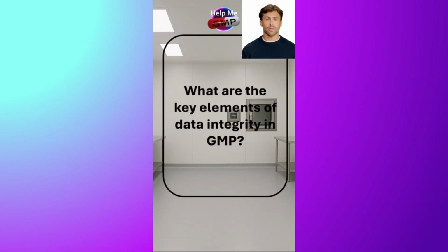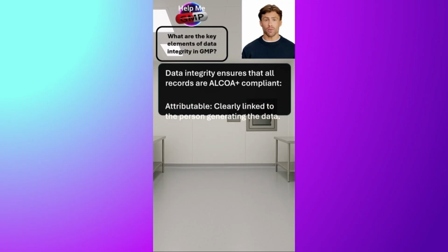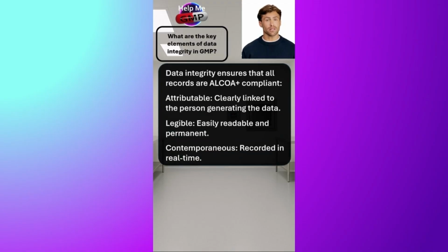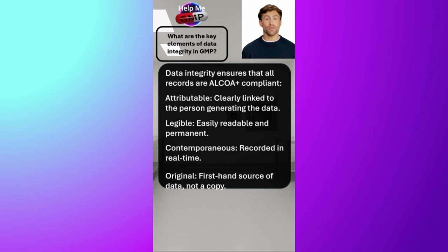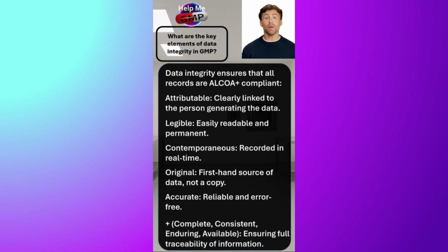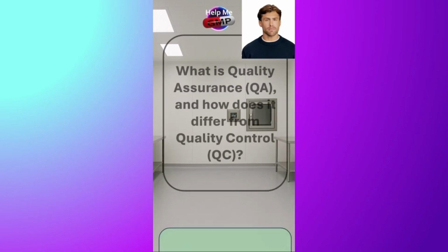What are the key elements of data integrity in GMP? Data integrity ensures that all records are attributable to the person who generated them, clearly linked to that individual, legible, easily readable and permanent, recorded in real time, original first-hand sources of data rather than copies, and accurate, reliable and error-free. In addition, information must be complete, consistent, enduring and available, ensuring full traceability.